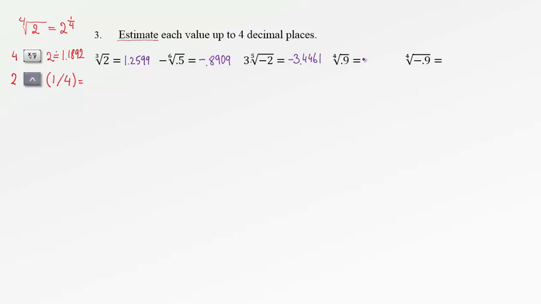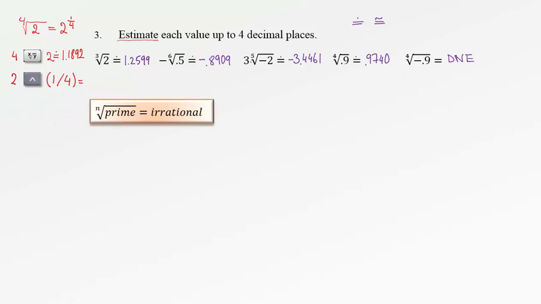The next example is approximately 0.9740 up to 4 places. Obviously, previous examples are all approximately, so we can put a dot or we can put a wave. Both of these signs mean approximately. And finally, the fourth degree root of a negative number, oh, that doesn't exist. We can't calculate the even degree root of a negative number.